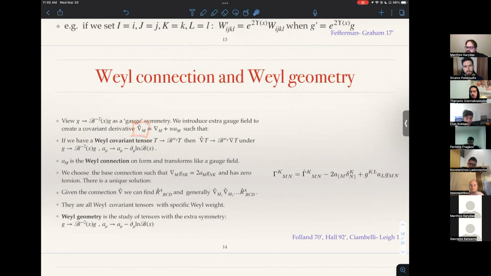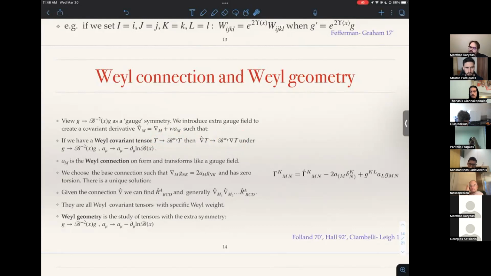I indicate a nabla hat, which is the usual, let's say, nabla M, some covariant derivative on the base manifold. And I introduce a one-form A_mu, which is called the Weyl connection. And here, this is the Weyl weight of some tensor, schematically. So what this covariant derivative does, similar to U(1), you can imagine, is that if you have a tensor that transforms like that, then the nabla hat of this tensor also transforms like the tensor. So I can create more Weyl covariant tensors by hitting with this nabla hat derivative.